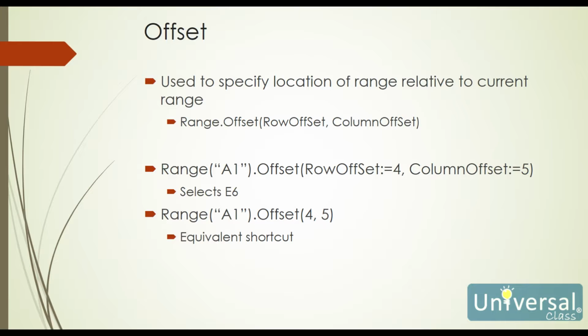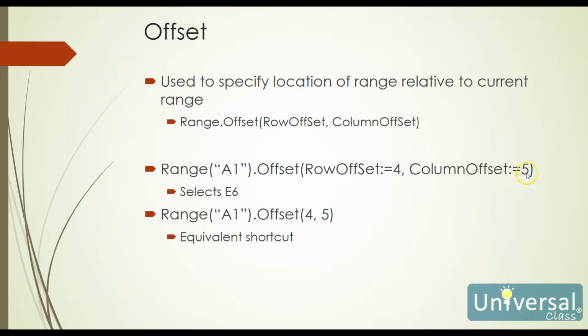An offset is used to specify the location of a range relative to the current range. So if I have a cell selected right now, I can specify another row and another column in relation to whatever's selected right now. So what we're going to do is range.offset, and then we're going to offset it by a certain number of rows and a certain number of columns. So in this case, if I have A1 selected, then I can go the offset and go down 4 rows. Now this could be a positive or a negative number. So positive would move down, negative would move up.